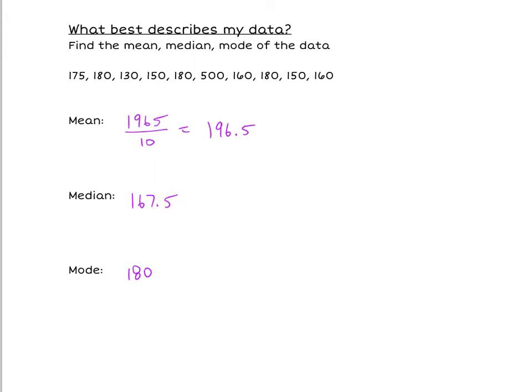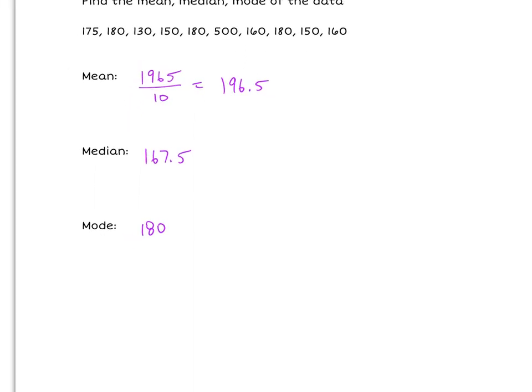What do you think, Happiness? The mode? Yeah, I'd say the mode doesn't really work. It only represents 3 of the numbers, right? There's 130s in there, there's 150s in there, there's 160s in there, there's a 500 in there. So the mode is not a great representation. What else? Mean or median? Which one's better, the mean or the median, do you think, to represent our data? The median. Yeah, I agree with you.